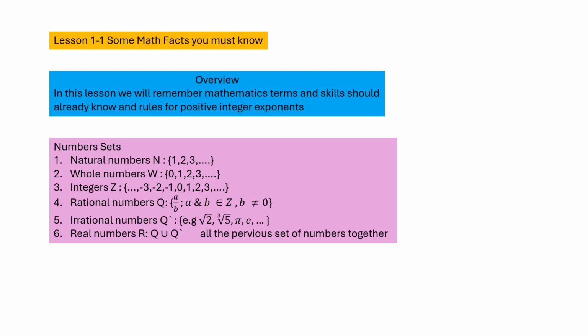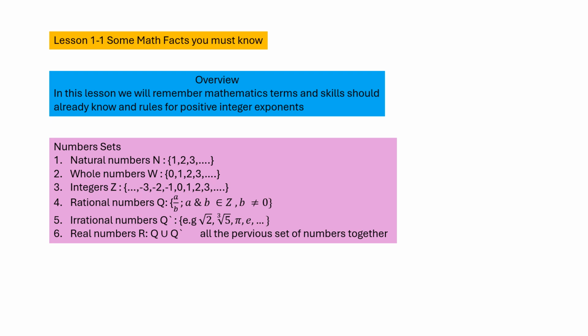The next set of numbers is called rational numbers. This set defines the fractions. Any number denoted by capital Q, a over b, where a and b belong to Z, the previous set of numbers, but b is not equal to 0, because any number divided by 0 gives an undefined quantity that has no meaning.